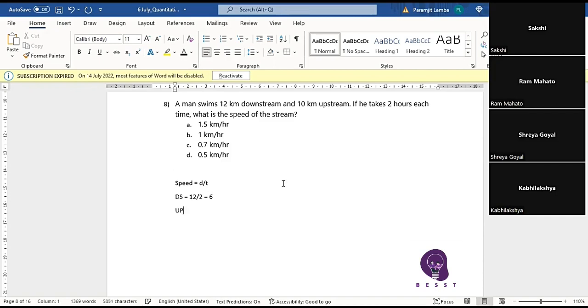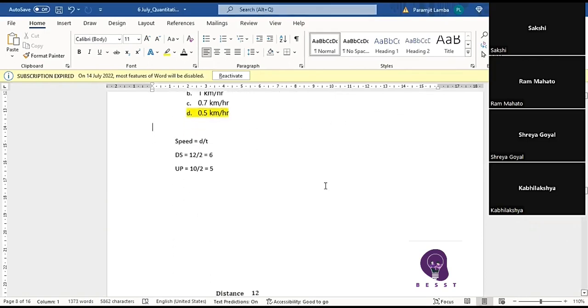And the man swimming upstream, what is his speed? It is 10 divided by 2 equal to 5. What we need to calculate is the average of upstream and downstream, which is 6. How will you calculate this? You have to take out the average speed of downstream and upstream and then divide by... yes, Abhijit, it is 0.5. D is the correct answer. 1 divided by 2, that will be the correct answer.